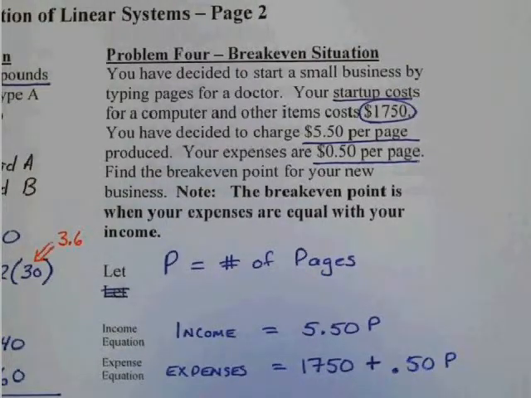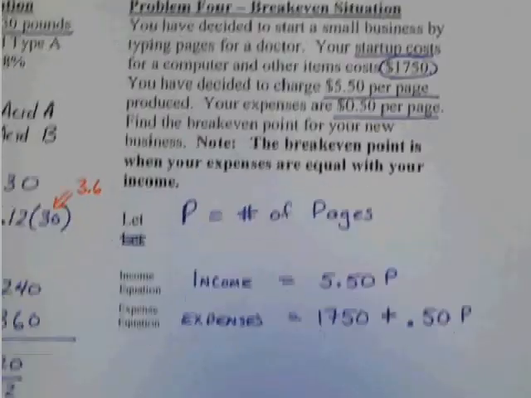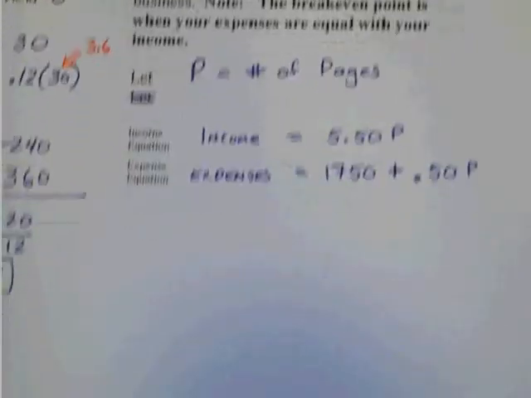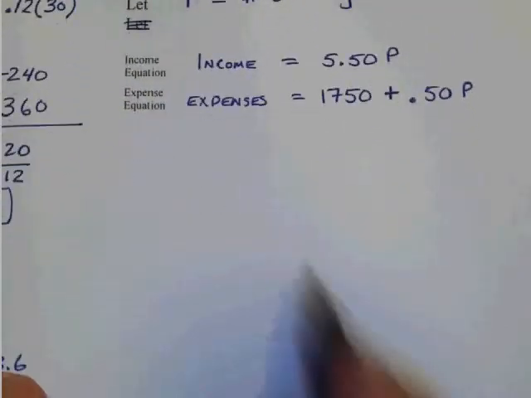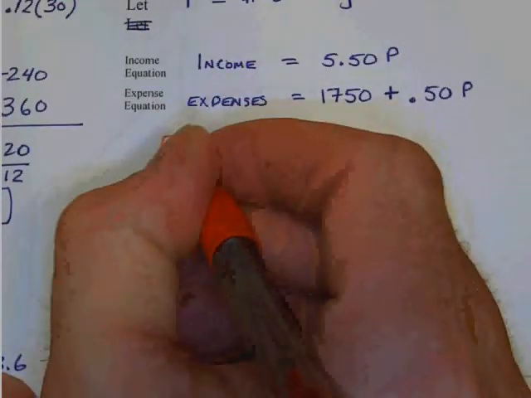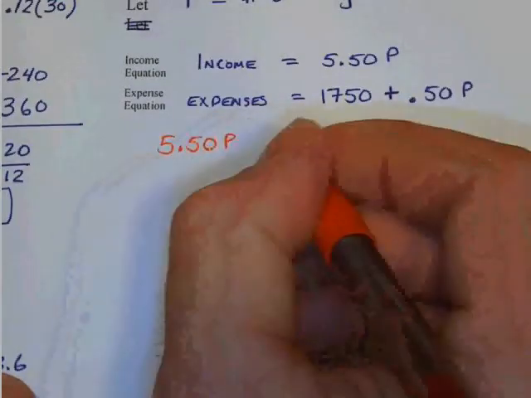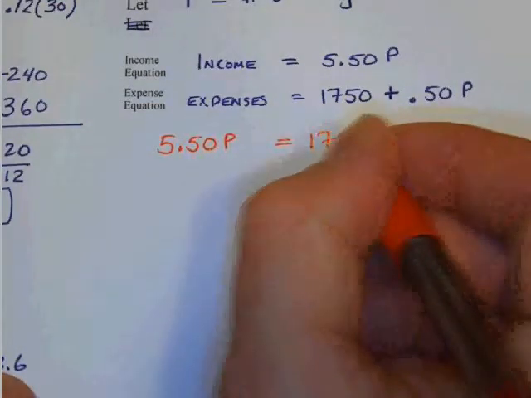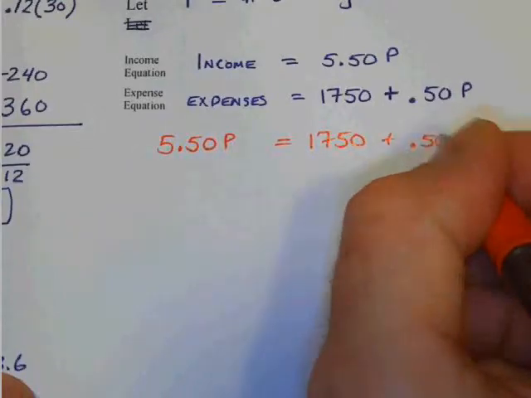So the question is, when do we begin as a company to break even, when our expenses are equal to our income? Well, this is a substitution problem. When expenses are equal to our income, we need to set these two equations equal to each other. And so that's what we're going to do. We say $5.50 P is equal to $1,750 plus 50 cents P.